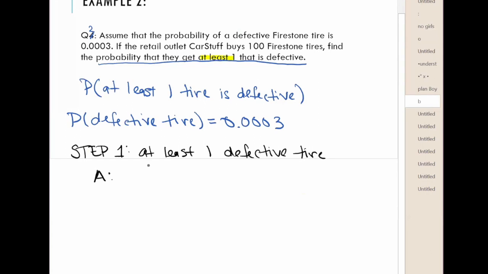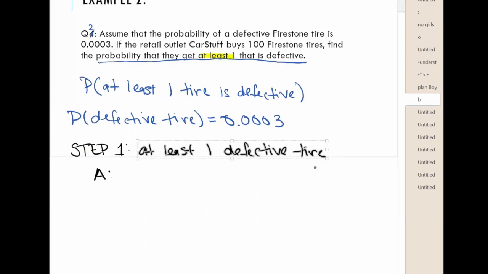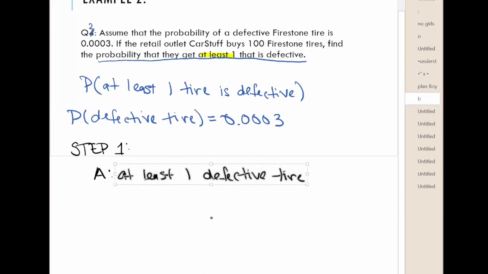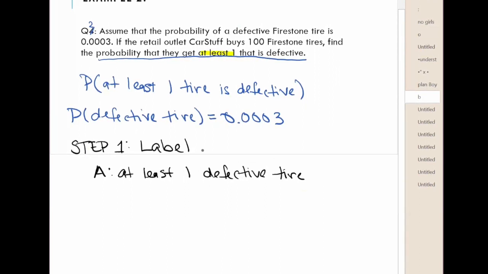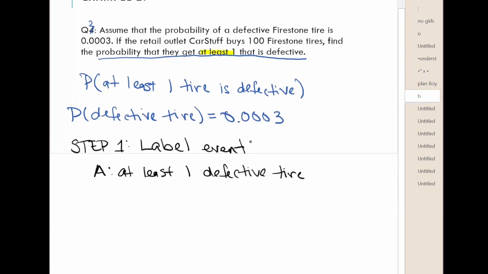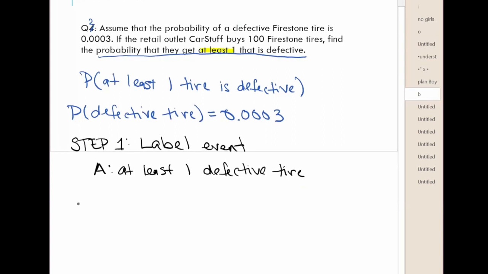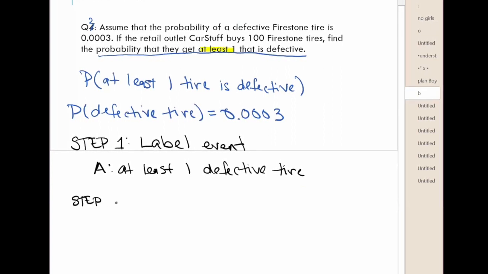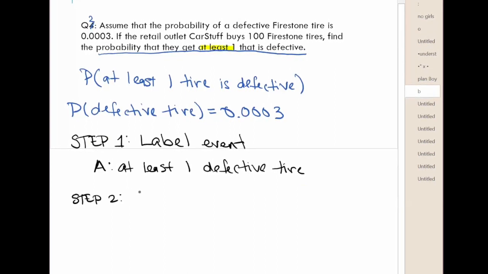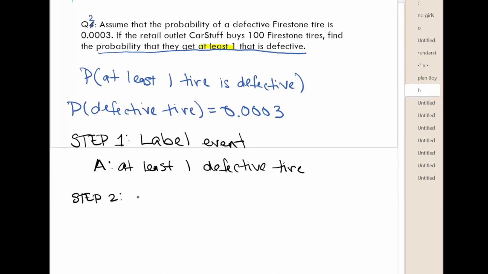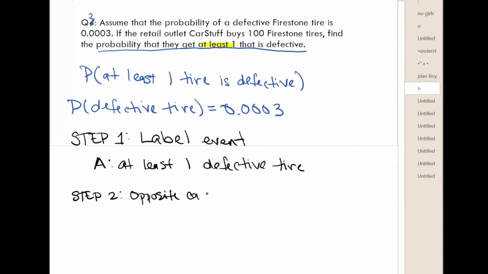So I'm going to copy this right here and bring it down with this one. I'm going to say for step 1, label the event, which we've already done. It is basically the main question at hand. Well, step 2 basically has us list the opposite of that. So step 2 is we're going to write the opposite case that we are looking for.